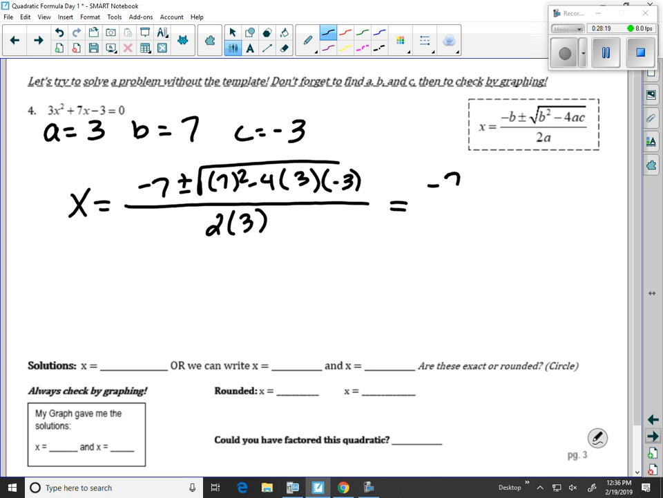Your next step is to simplify. So we simplify our outside, which is going to stay -7. You can simplify the denominator, and then go ahead and find the root, whatever is under that radical. You should get 85 under the radical if you do it right.